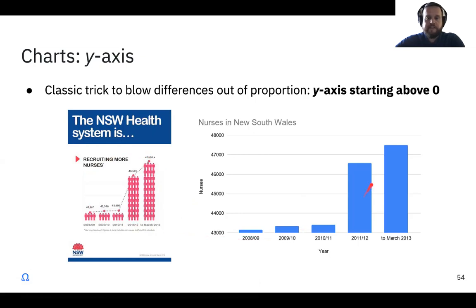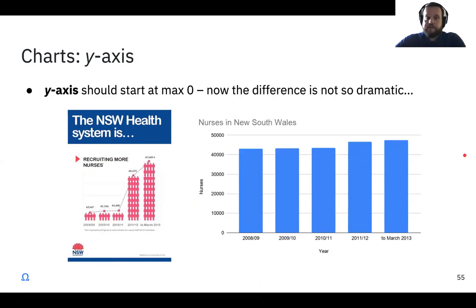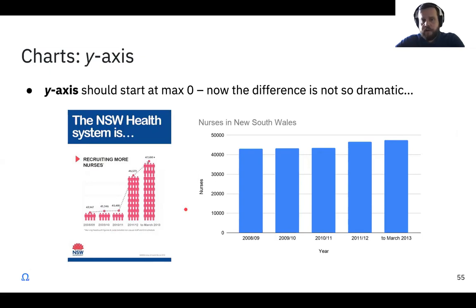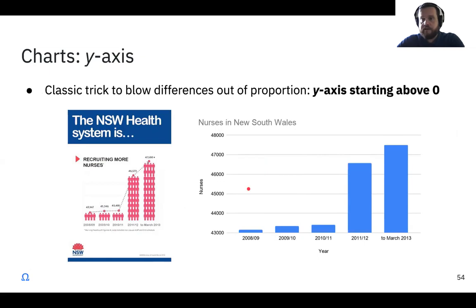It looks like a massive increase, right? But if you start the y-axis at 0, or at the minimum value if you have negative values, you see that the difference is not so dramatic. It actually constitutes about a 7% difference. So yes, the New South Wales government has indeed hired more nurses, nice, but it's not as dramatic an effect as this. So this is misleading. This is an error. If you draw visualizations like this, you are manipulating people.